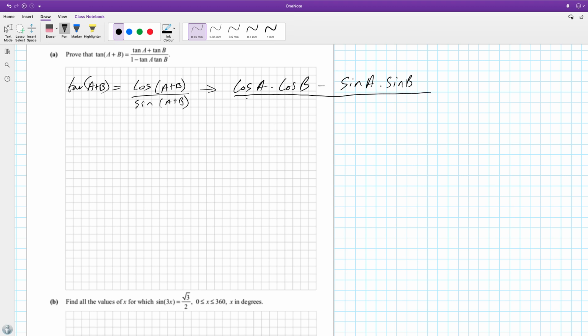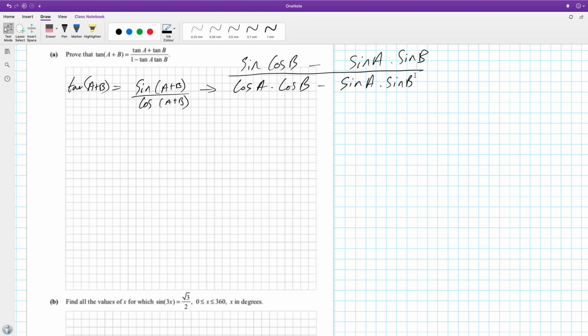Should be the other way around, is it? Sorry. Sine over cos. Of sine, which is sine A cos B minus sine A sine B. So, if you look at the position of everything there, which one of those four terms corresponds to one?